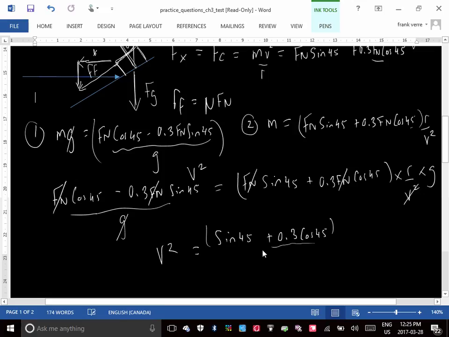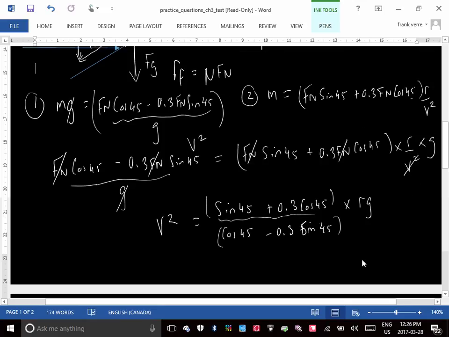And that is over cosine 45 minus 0.3 sine 45, times Rg. And now I can just solve for v. So if I take the square root of all of this, where r is 40 and g is 9.8, my answer is about 27 meters per second.